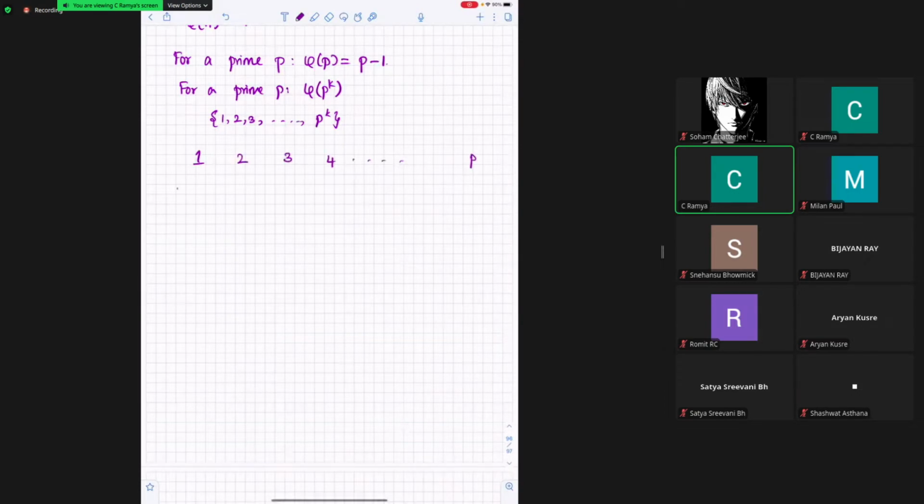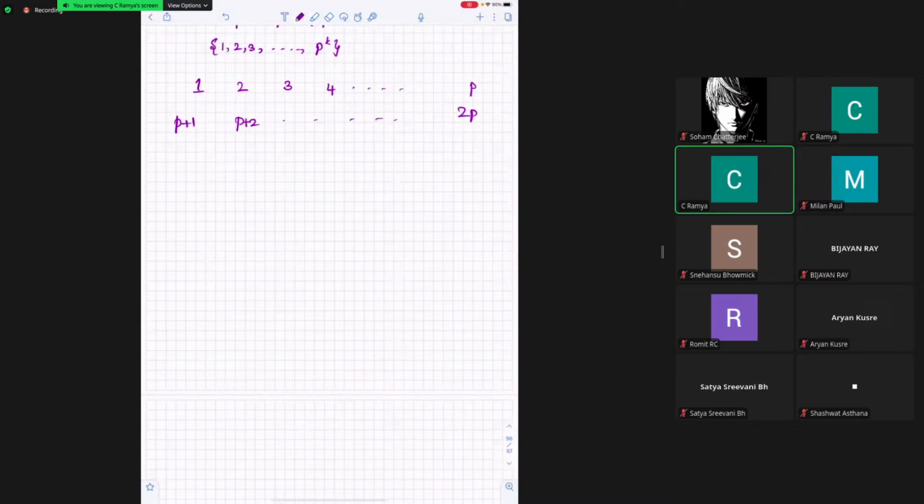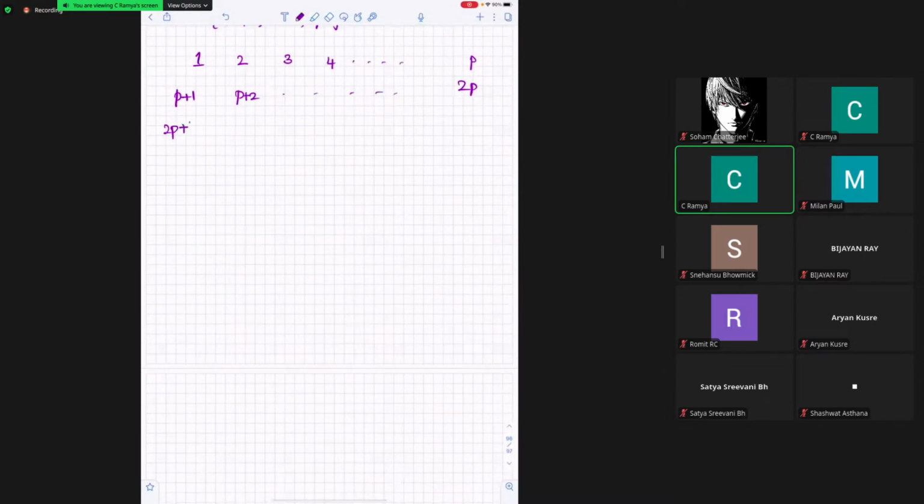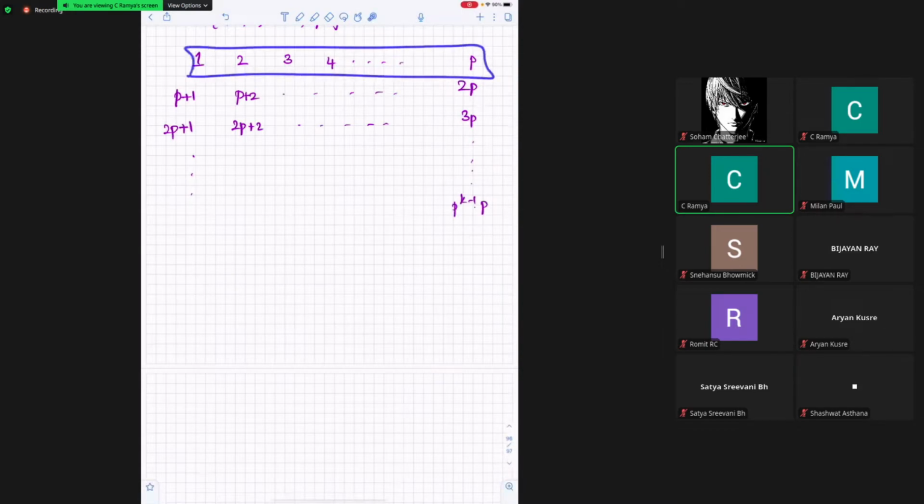Up to p. Then there is p plus 1, p plus 2, and so on up to 2p. Then 2p plus 1, 2p plus 2, and so on up to 3p. Keep doing this and finally we'll get p to the k minus 1 times p. So how many numbers in this block are co-prime to p?